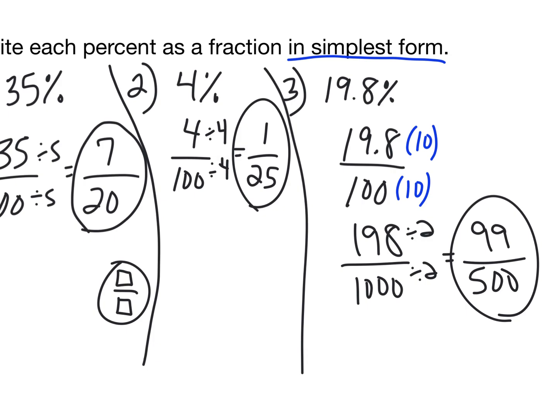If you were able to use a calculator, if you just divided 19.8 by 100, you would get 0.198, and then if you change that to a fraction, it would give you the 99/500ths.